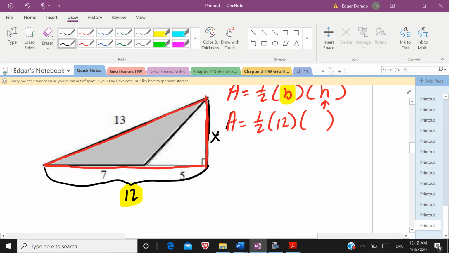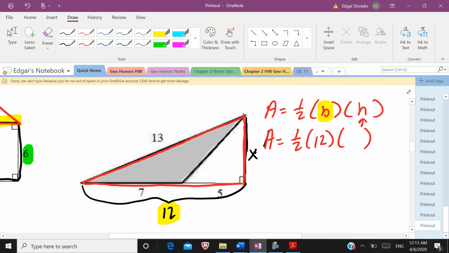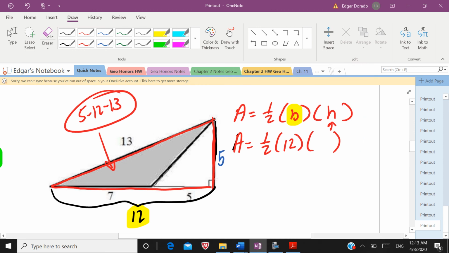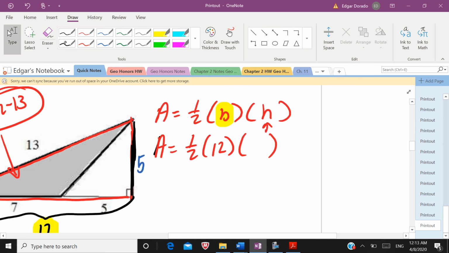But actually, guys, look at it closely. Look at the big red triangle. This is actually a Pythagorean triple. That big red triangle is a 5, 12, 13 triangle. If you didn't know that, guys, then don't worry. Use the Pythagorean theorem. But I guarantee you, you will find that this height right here is actually going to be 5. That height has to be 5 because it's a 5, 12, 13 triangle. So I do know my height.